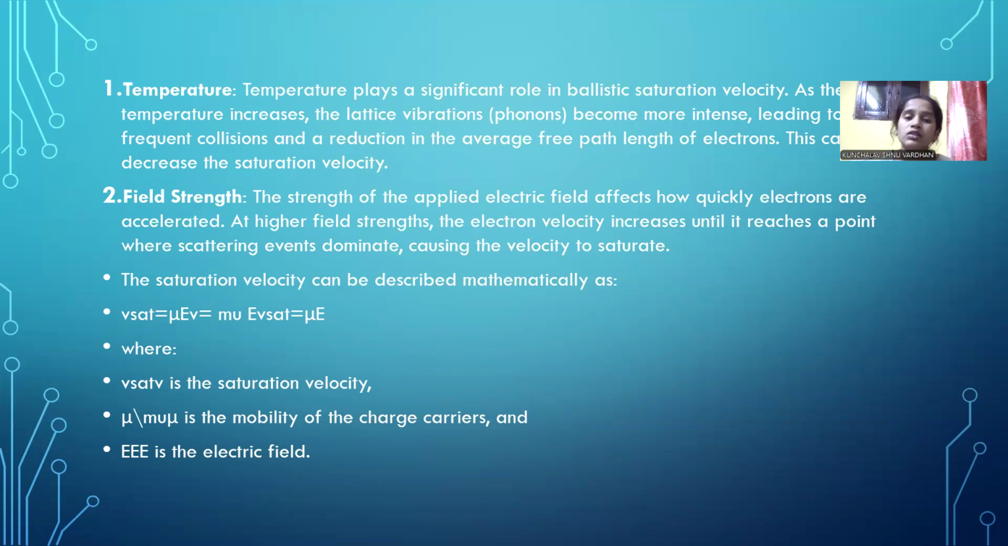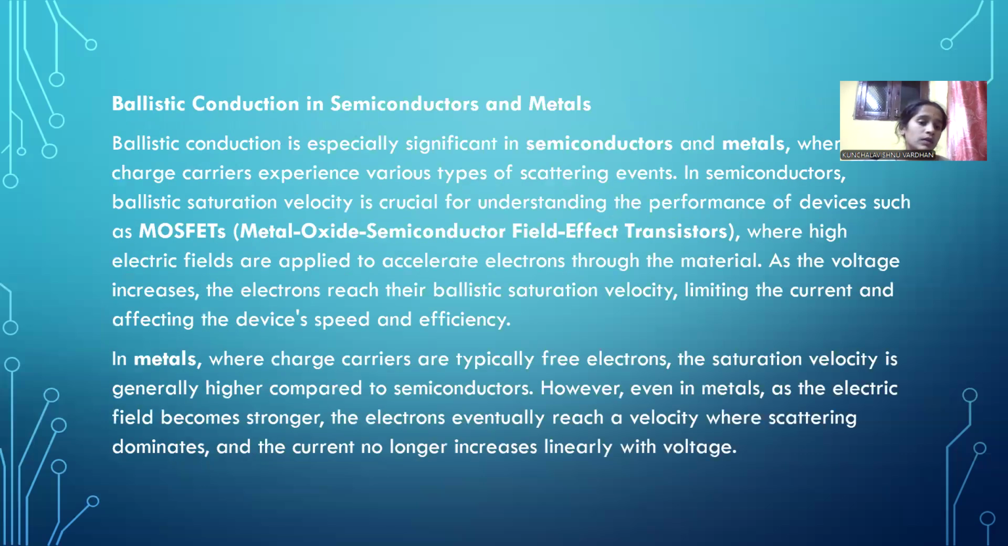Field strength. The strength of the applied electric field affects how quickly electrons are accelerated. At higher field strengths, the electron velocity increases until it reaches a point where scattering events dominate, causing the velocity to saturate. The saturation velocity can be described mathematically as V_saturation = μE, where V_saturation is the saturation velocity, μ is the mobility of the charge carriers, and E is the electric field.